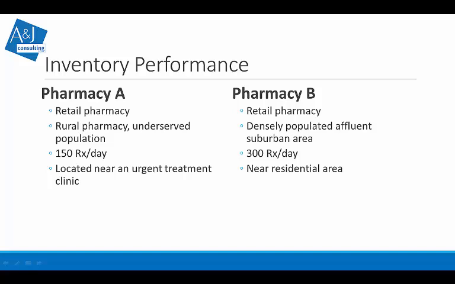All right, so let's test this out a little bit. Let's see how we do. We have 2 retail pharmacies, Pharmacy A and Pharmacy B. Pharmacy A is a rural pharmacy with an underserved population, meaning a less affluent, poor population. 150 prescriptions a day is their volume, and they're located near an urgent treatment clinic. Pharmacy B is also a retail pharmacy, but in a densely populated suburban area with more affluent customers. They do about double the prescription volume per day as Pharmacy A, and they are near a residential area.